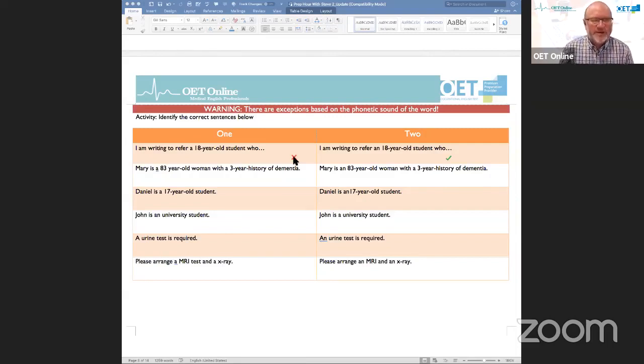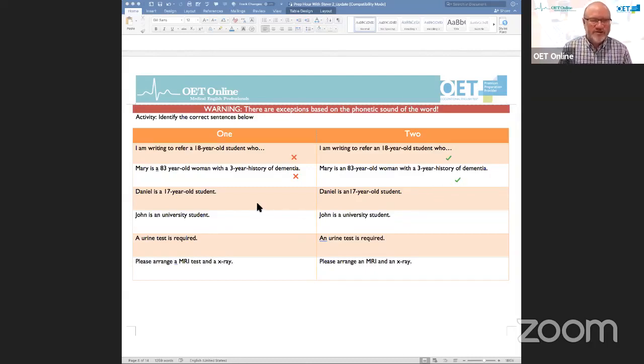So we need to use an. Okay, next one. Mary is a 83-year-old woman with a 3-year history of dementia. Mary is an 83-year-old woman with a 3-year history of dementia. Which one is right, 1 or 2? Someone said 1 is right, but no, 1 is wrong. Because 80, again, the same thing. It's an 80. It's the same rule. And 83 begins with a vowel sound. So both of these cases, we need to use an.